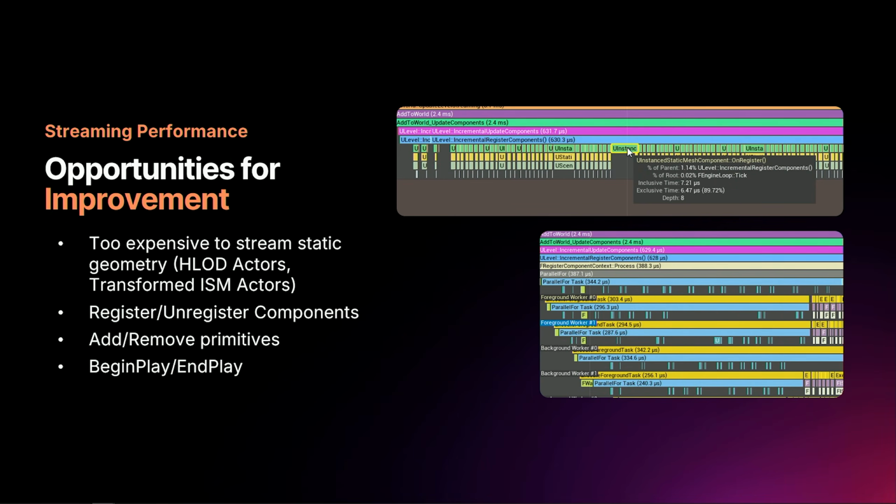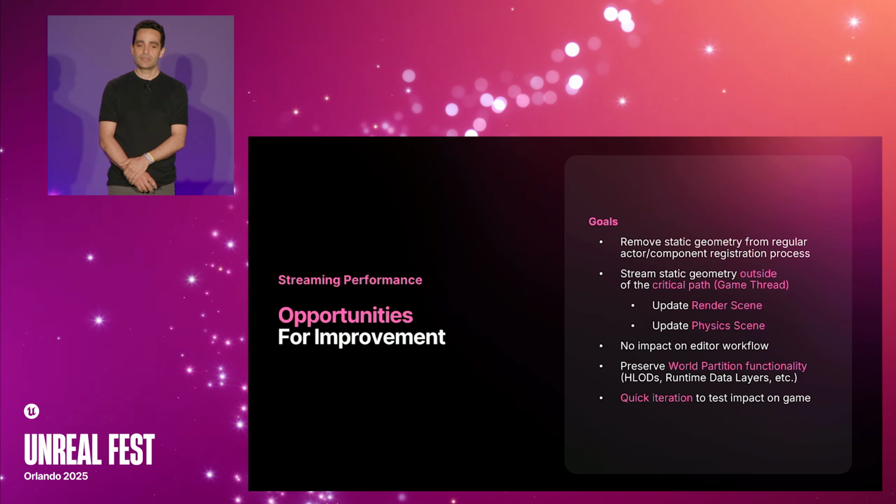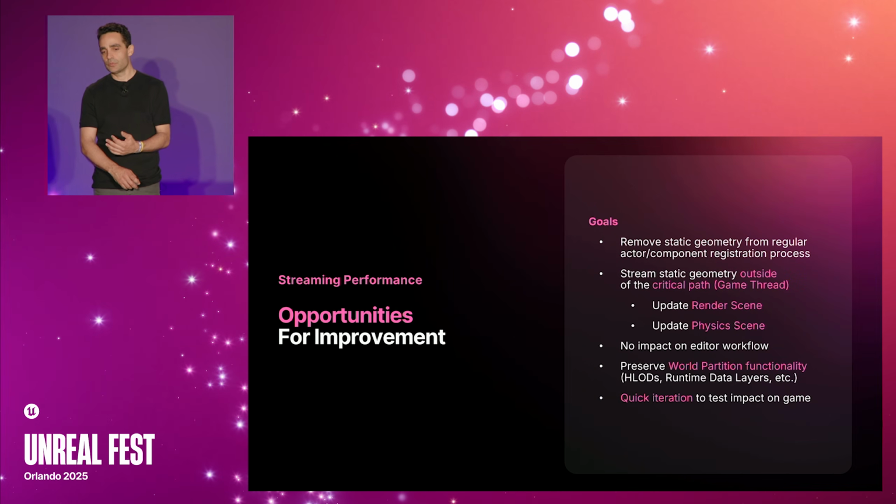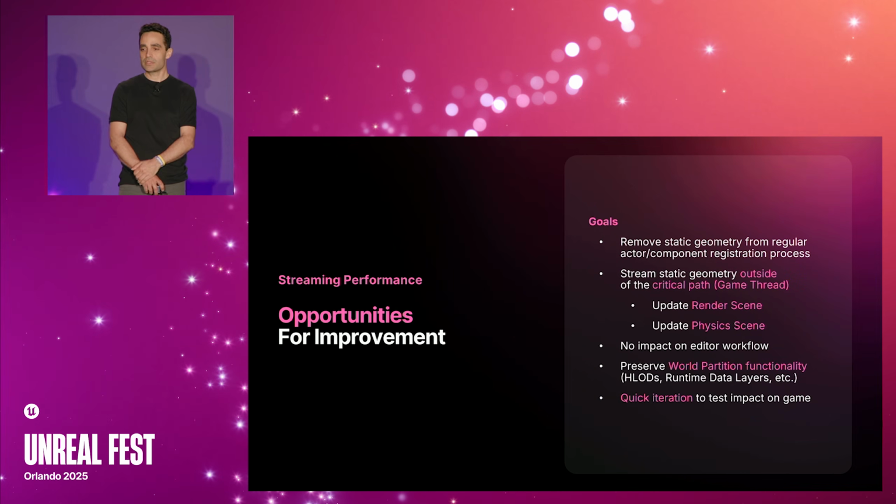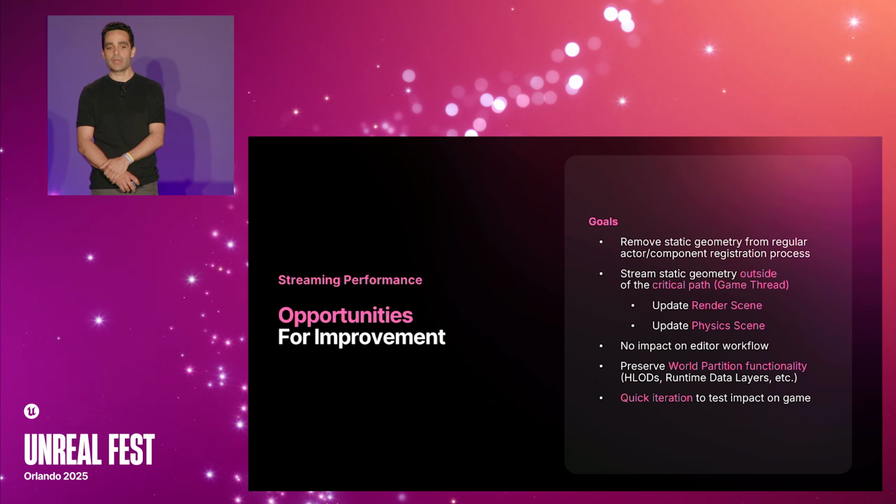So again, taking a step back and looking at the performance again, we see that streaming static geometry, such as HLOD actors or even the transform ISM actors, goes through the same registration process as more complex game actors like gameplay actors. However, static geometry is much simpler, so it really doesn't need that kind of overhead. So what we should aim for is to remove the static geometry from the regular actor component registration process and stream it outside of the critical path.